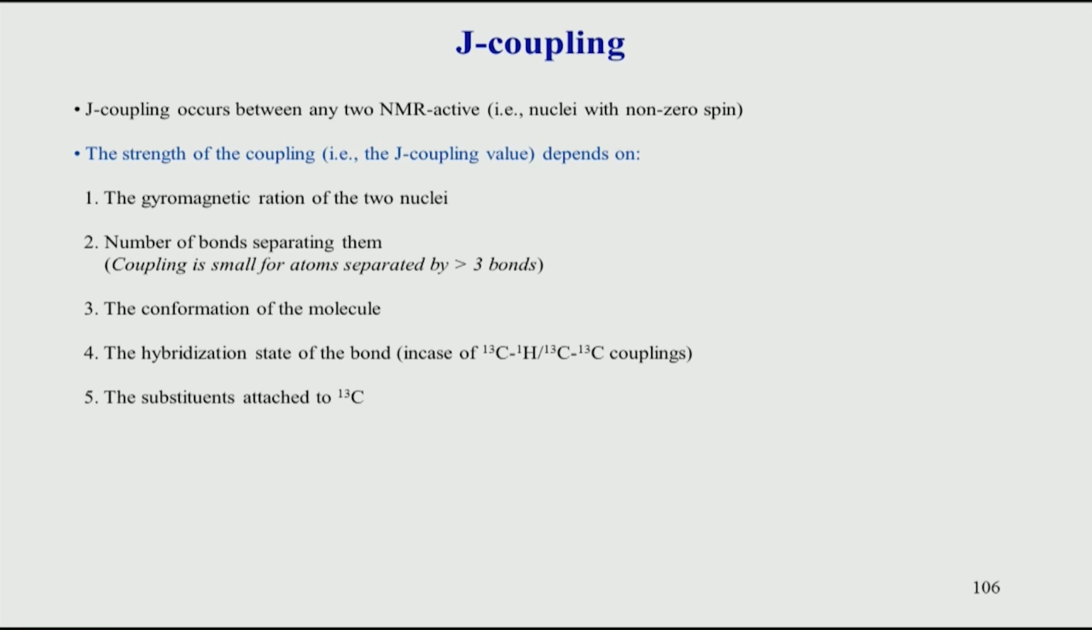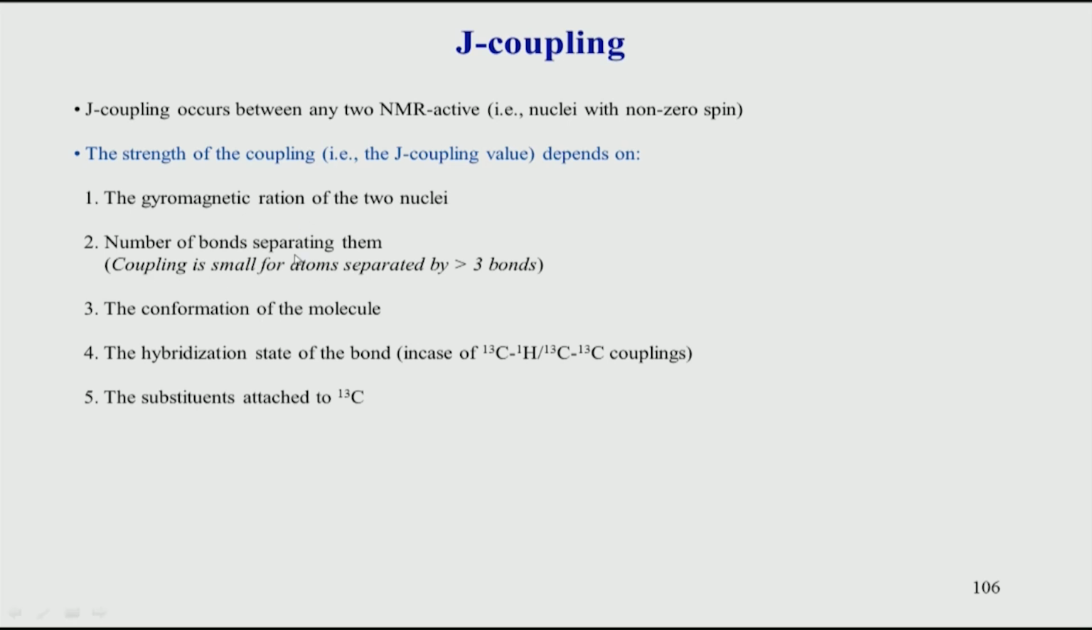There are a lot of software programs, and some electronic calculations have to be done, but nevertheless some basic rules of thumb are there. For example, it depends on the gyromagnetic ratio of the two nuclei. Suppose you have two hydrogens, the coupling will depend on the gyromagnetic ratio, which is the same for both, but if you look at hydrogen to carbon, it will be less because the carbon gyromagnetic ratio is less. That is number one.